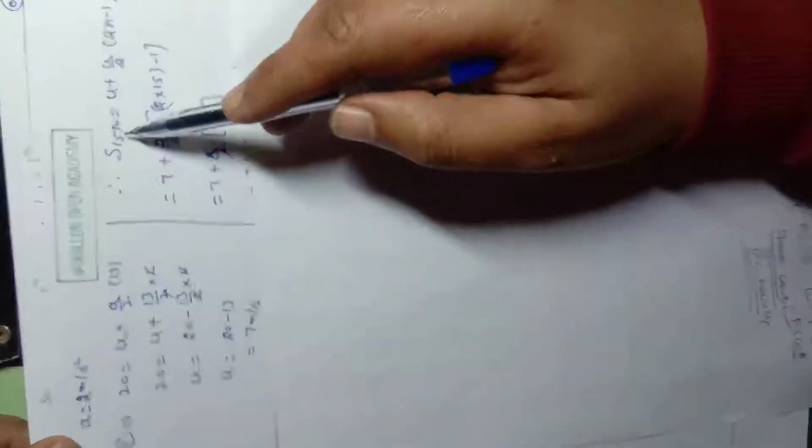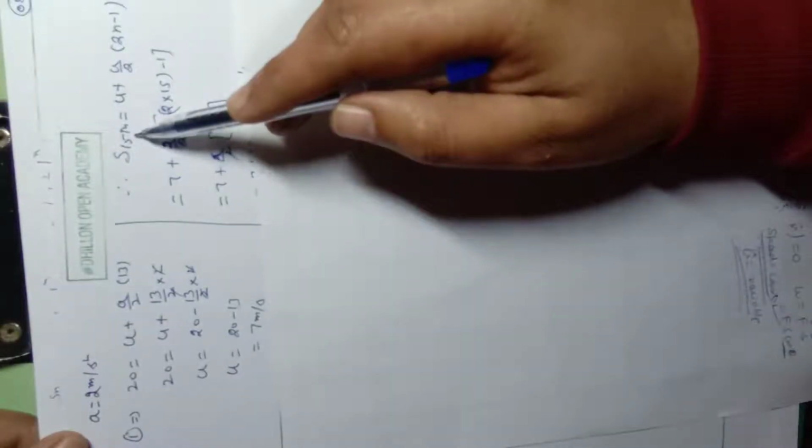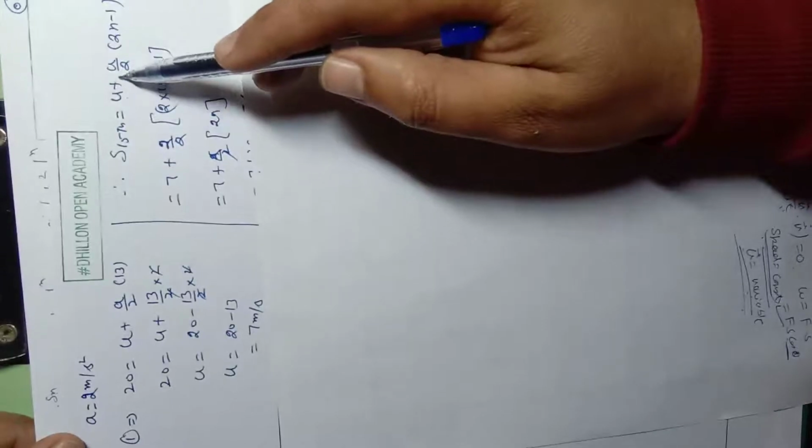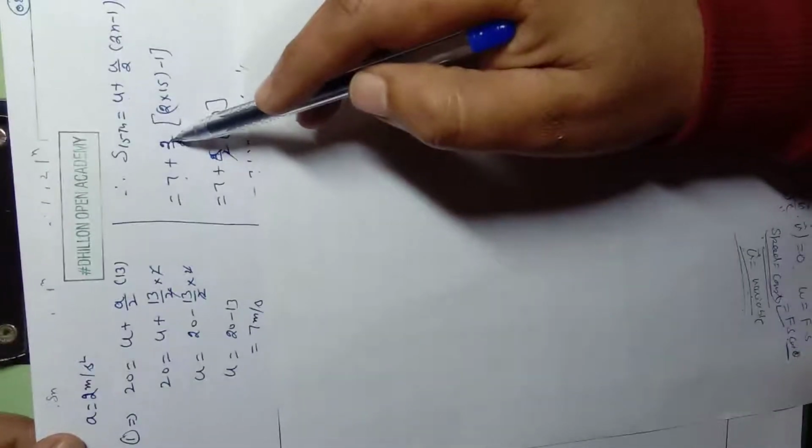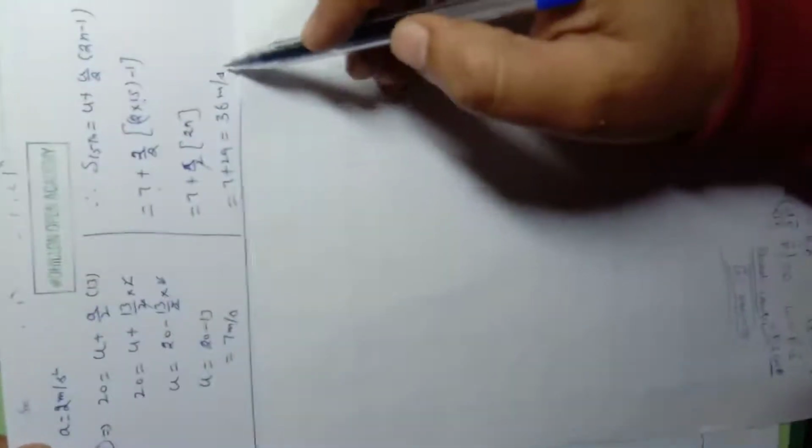So what is the distance covered in the 15th second? It will be u plus a by 2 into (2n minus 1). u is 7, a is equal to 2, and n is equal to 15. After solving, we get a final answer of 36 meter.